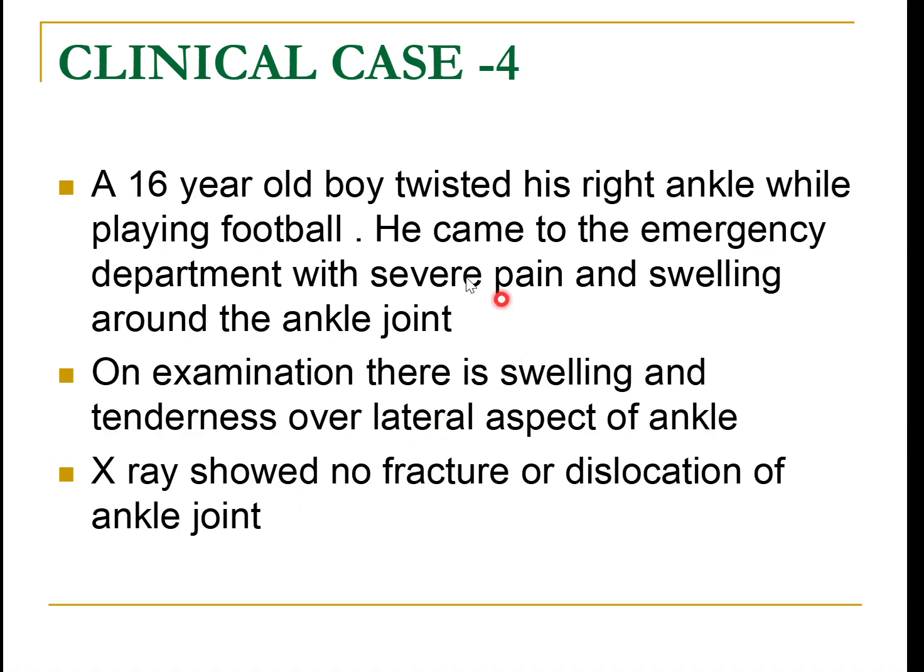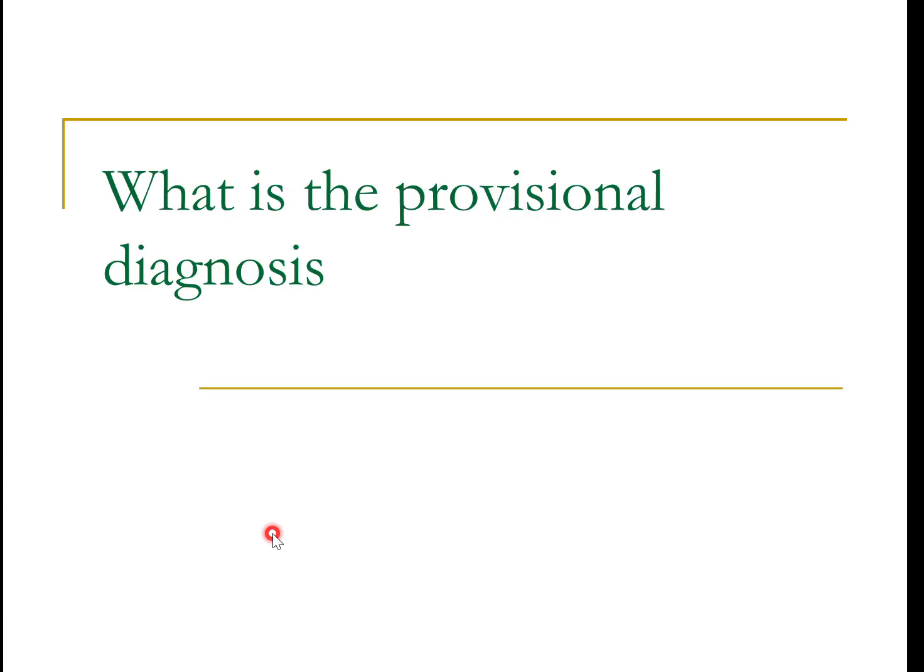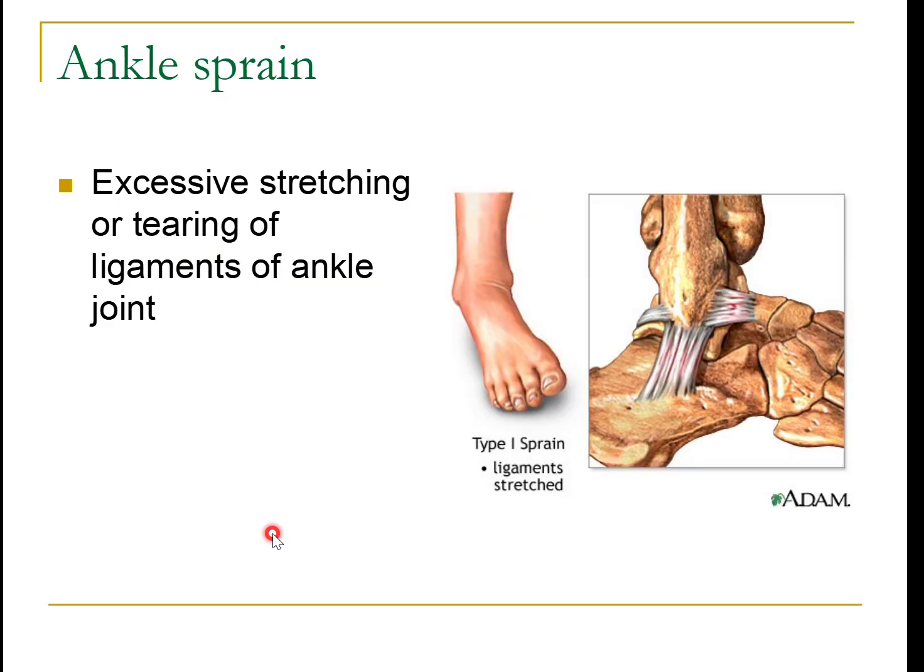So in this case, if you see, the ankle was twisted and the person complains of severe pain and swelling around the ankle joint, and there's a tenderness over the lateral aspect of the ankle, but x-ray shows there is no fracture or dislocation of the ankle joint. So what is the provisional diagnosis? So this is called ankle sprain. The excessive stretching or tearing of the ligaments of ankle joint is called the ankle sprain.